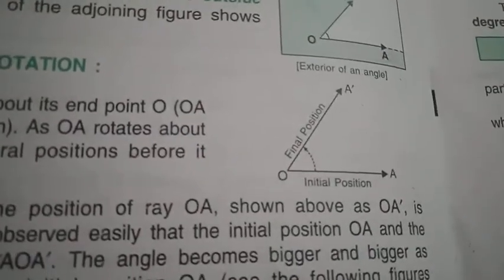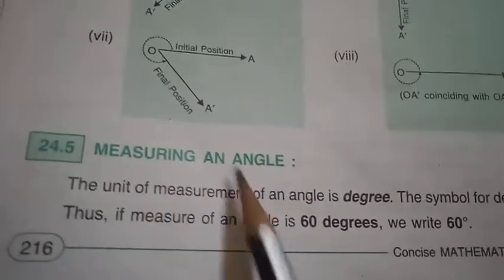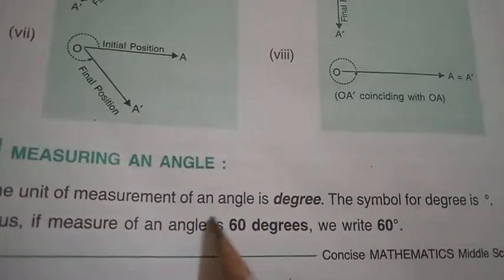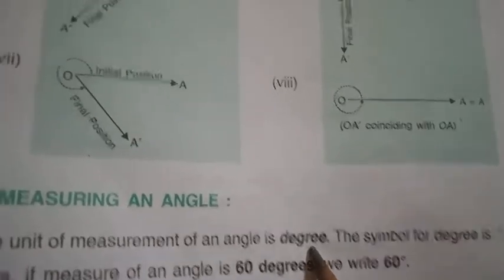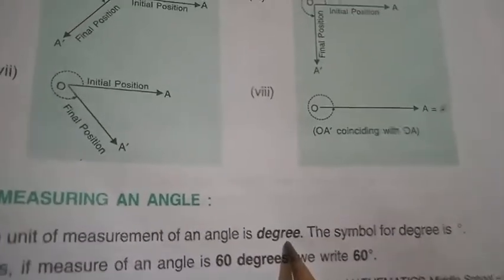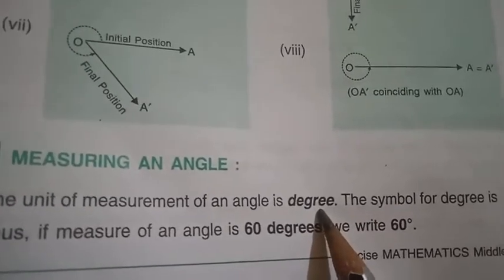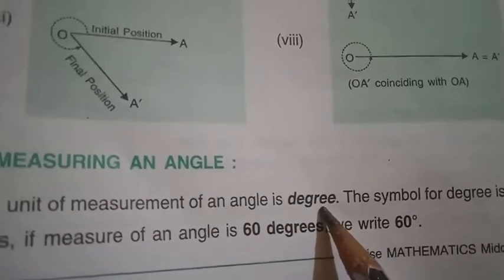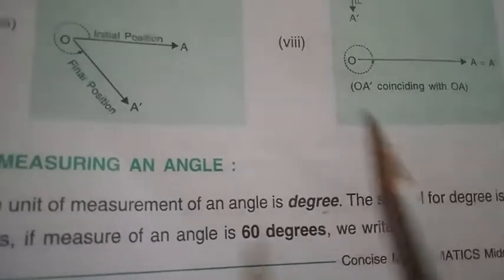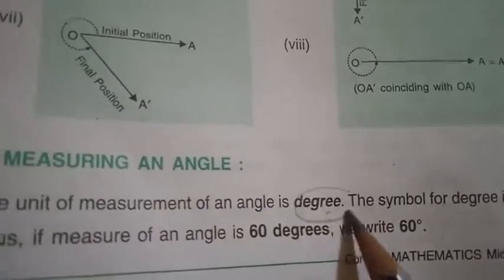Okay. So after this we are going to see how to measure an angle. The unit of measurement of an angle is degree. The way you measure apples, the way you measure milk, these are all units of measurement. Okay, apples we measure in kg, milk we measure in liter. Similarly, angles are measured in degree.